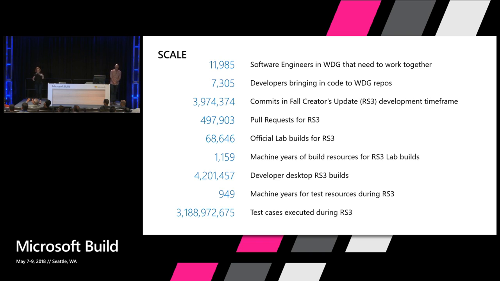I love this slide because it's big. A lot of my theme is going to be bigness. And you see from this, we have 11,000 engineers that work checking in, that work on our account. We have 7,000 that actually check in code to that 500 gigs of source code I mentioned. That creates about 500,000 pull requests per release. That creates 3 billion test cases executed per release.